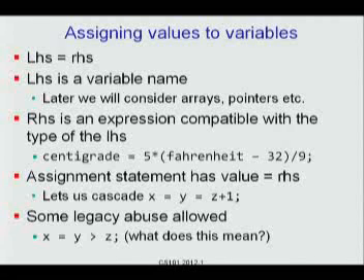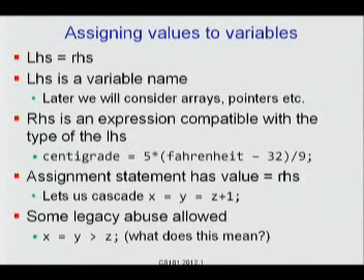Finally, once you compute that expression, you have to assign it to variables, and that's pretty easy. You just say LHS, or left hand side, equals right hand side, except that the left hand side has to be a variable name. You cannot assign to 5, that doesn't have any meaning. Later on, when we consider arrays and pointers, the left hand side will not be a simple variable name, it can be other things. We'll see that in due course.